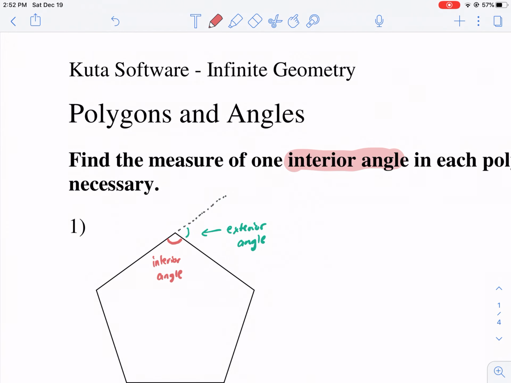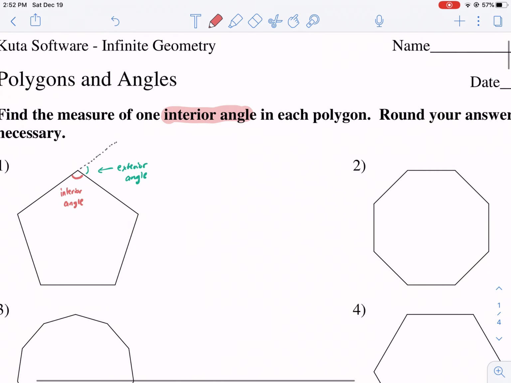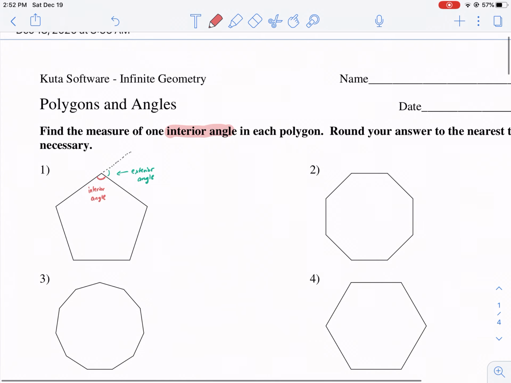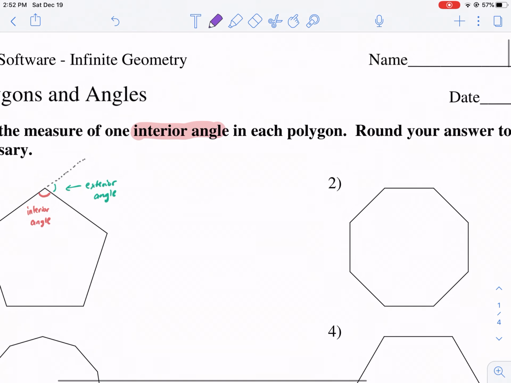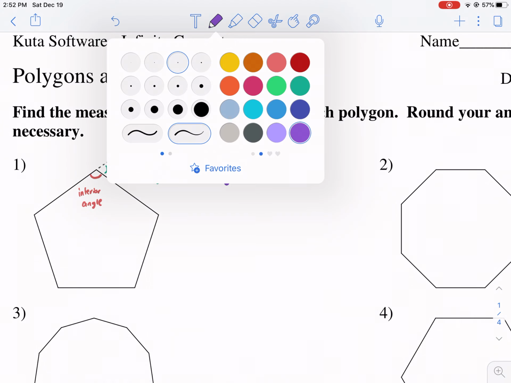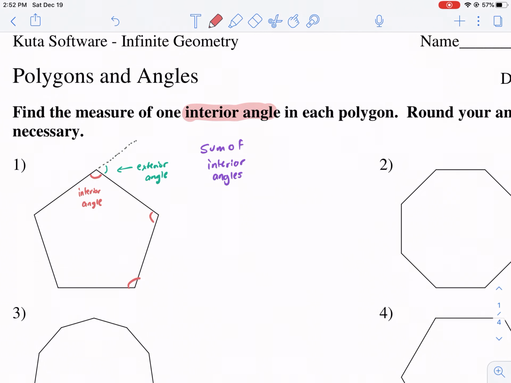Now, it says find the measure of one interior angle of each polygon. The equation your teachers are probably going to give you is the sum of interior angles. That means all of them added together. The interior angle sum theorem is what it's derived from. So this is all the angles added together, and it's equal to the number of sides minus 2 times 180 degrees. That will be the sum of the interior angles.